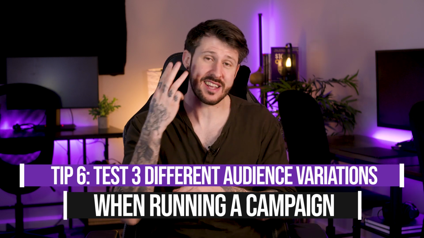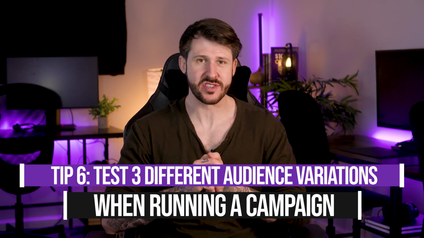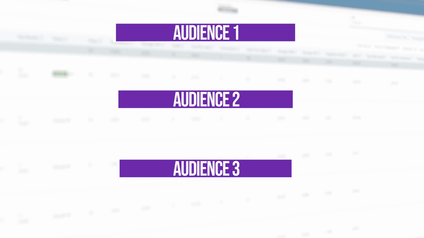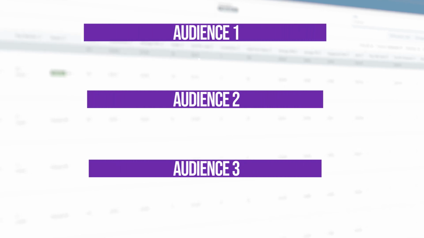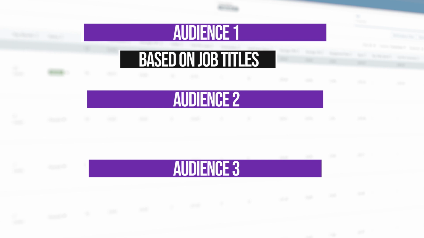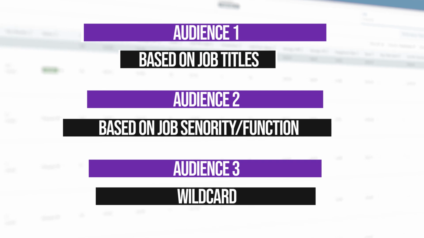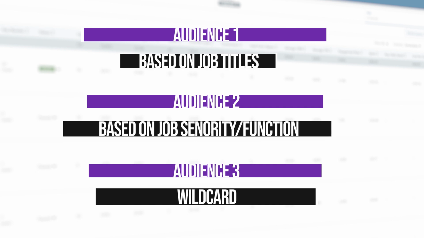Next up, always test at least 3 audience variations when running any campaign towards a target audience. So a lot of people I see, they just create one campaign, they test one audience, they test one ad creative, and it's never going to go anywhere. You're rolling the dice. The 3 audiences you want to test are an audience targeting people by their job titles, an audience targeting people by their job seniority and function, and then you have a wild card in there, which would be something like job seniority, function and a skill, or job seniority, function and a company growth rate, or something like that.